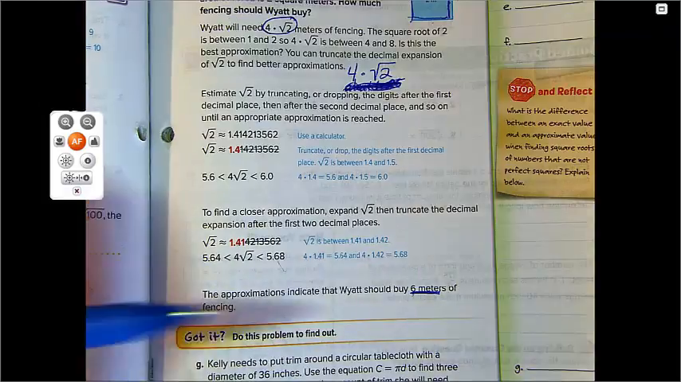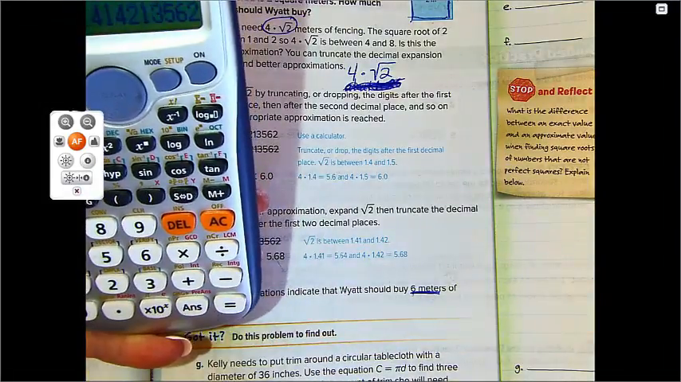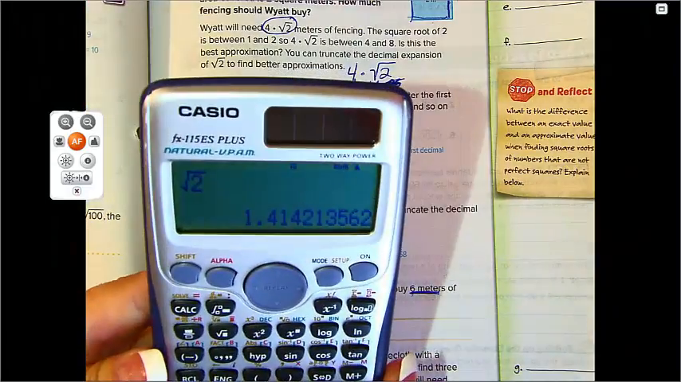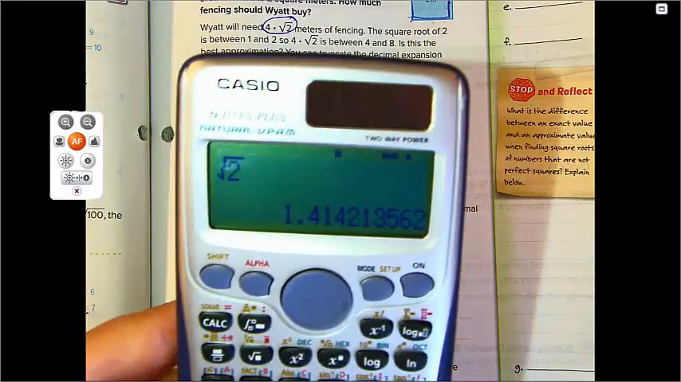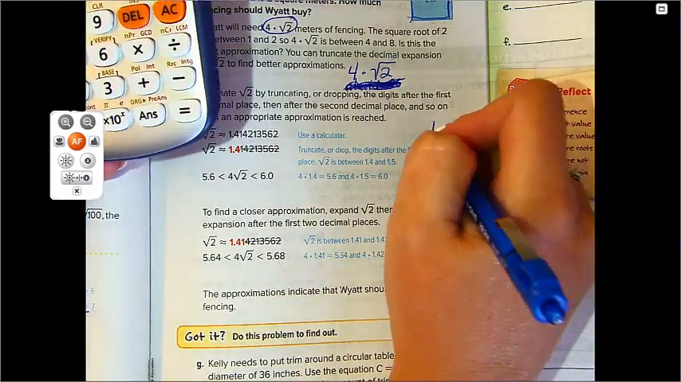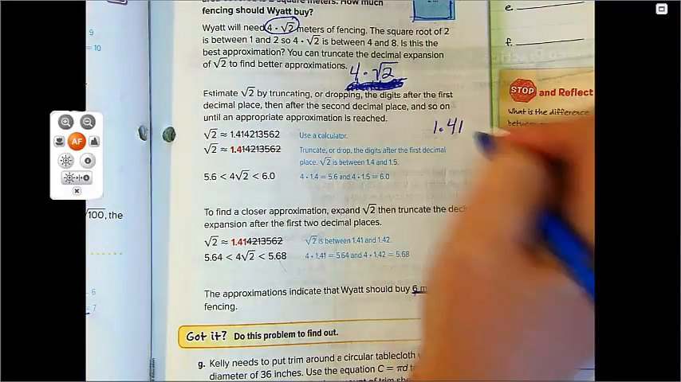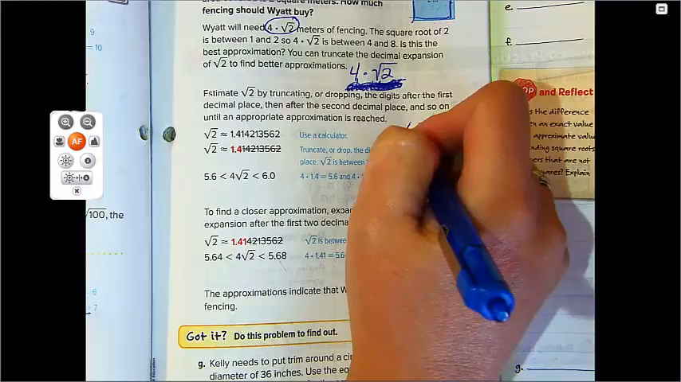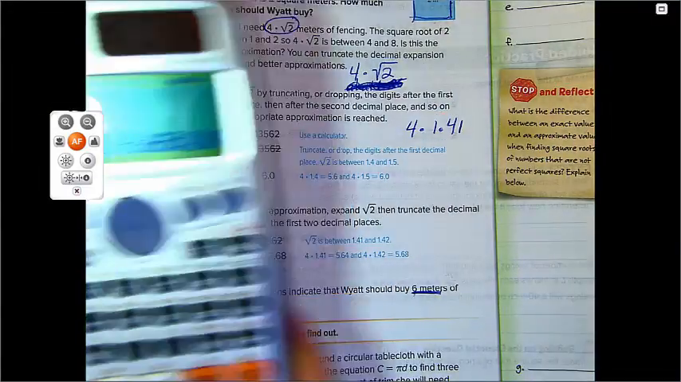Calculator, and solve radical 2. You would get 1.414. If I use that information, it's about 1.4. So about 1.41 is what it dropped to. And if I take that times 4, because I have 4 sides of that, I end up with this.